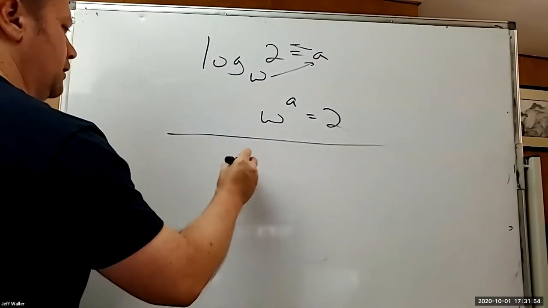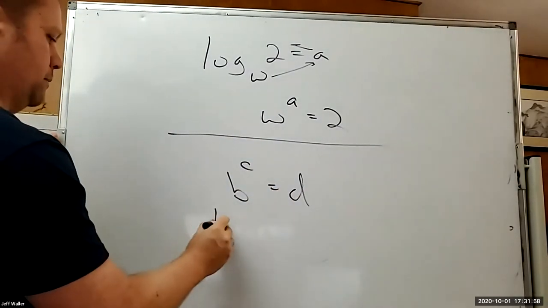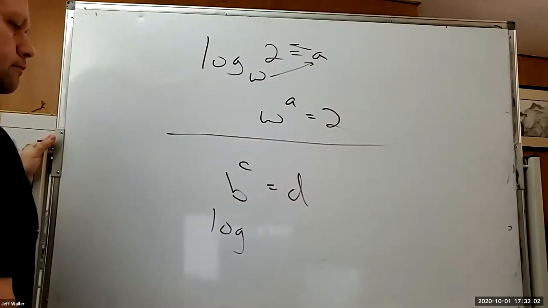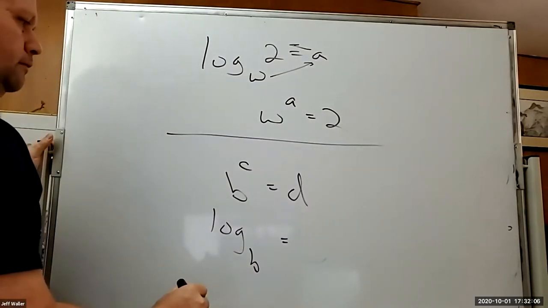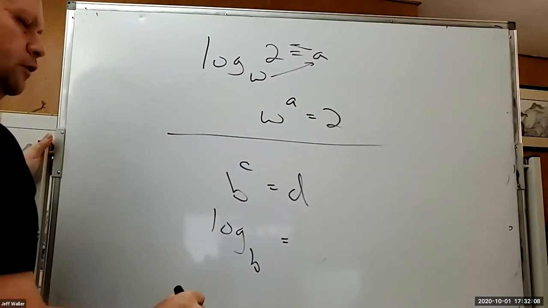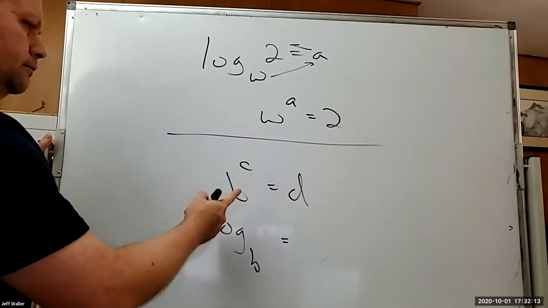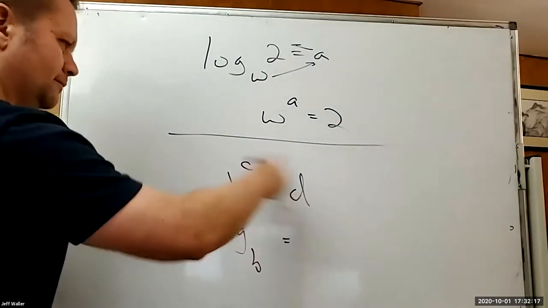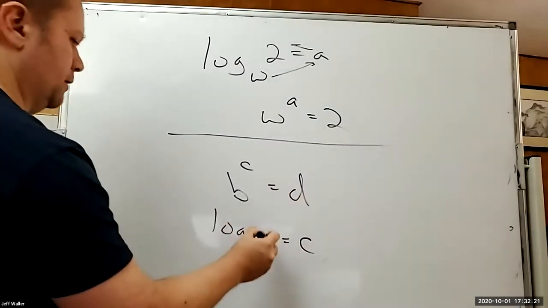how would I write this in logarithmic form? What's the base? B. What's the power? D. What's the exponent? C. And then the output becomes the input.